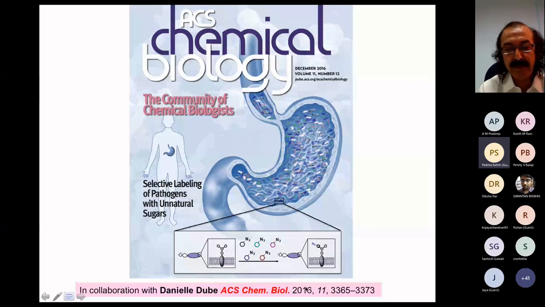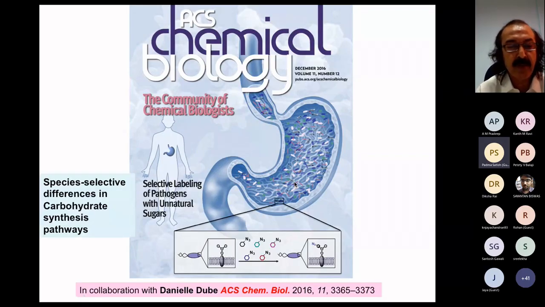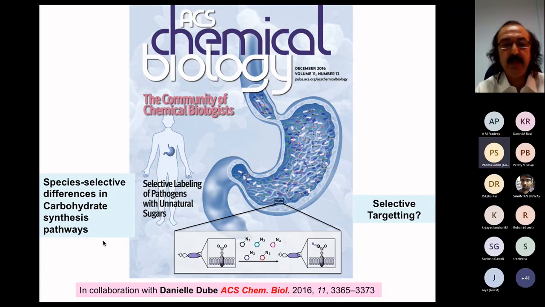This was a paper, if you are interested, you can look up. This was a study done in collaboration with Daniel Dubé in the USA. And what we were able to do, using these synthetic sugars having azide as appendages, was selectively label pathogens, only bad pathogens, leaving the good ones intact. So selective detection was possible. At that point, we thought this is because of the species-selective differences in the carbohydrate synthesis pathways. That means bacteria have a different set of glycosyl transferases from us, and that's why we can label them selectively. So the question was, can we use this difference for selective targeting?